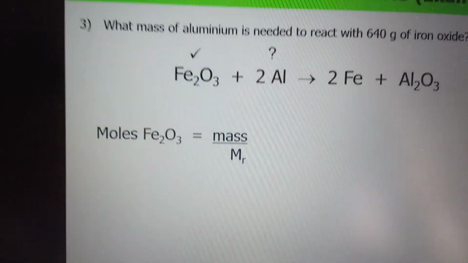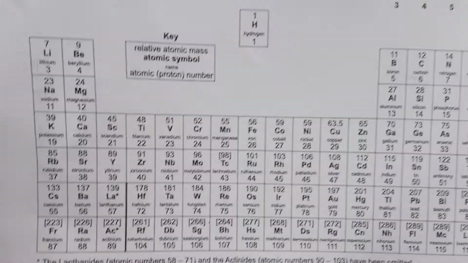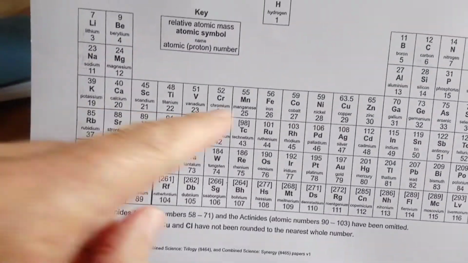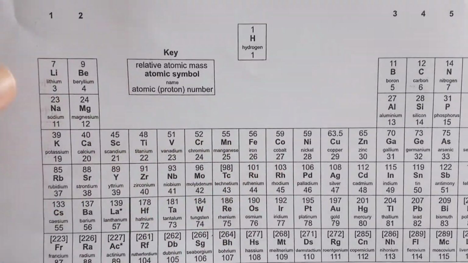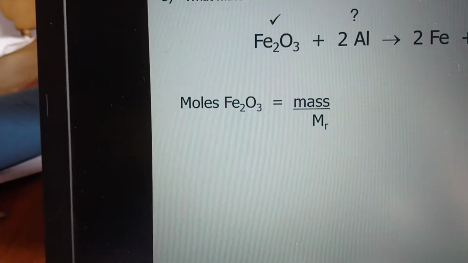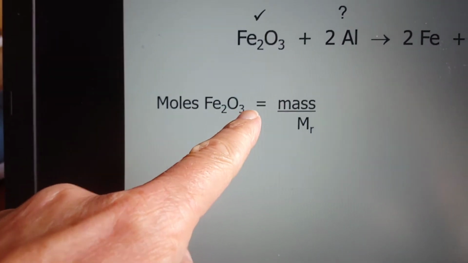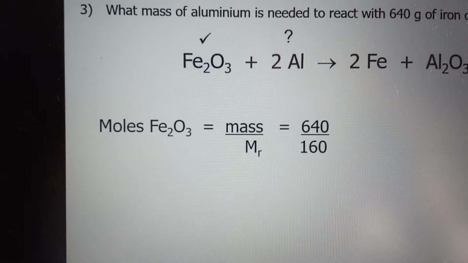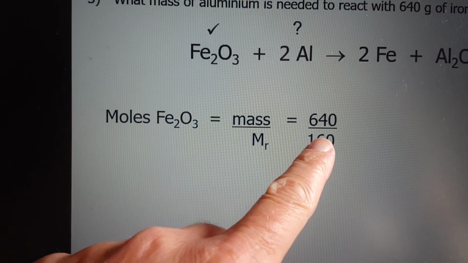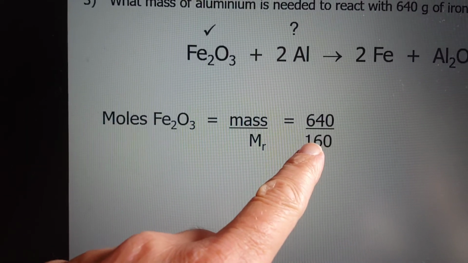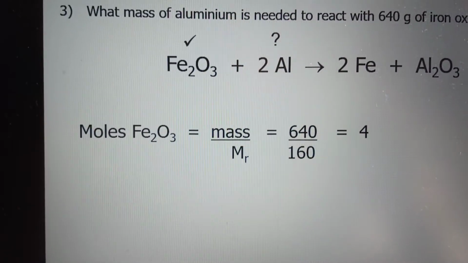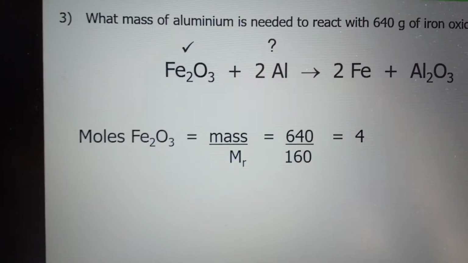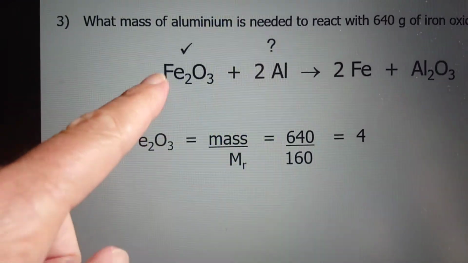The Mr is going to be 2 irons. Iron in my periodic table is here. 2 irons plus 3 oxygens, which will give us an Mr of 160. So 640 grams divided by 160 is 4 moles. So we start off with 4 moles of iron oxide.